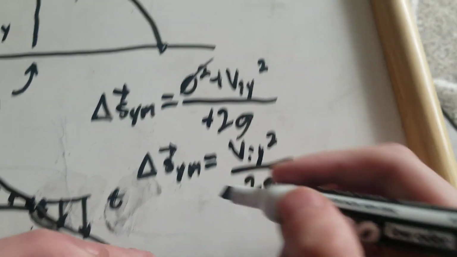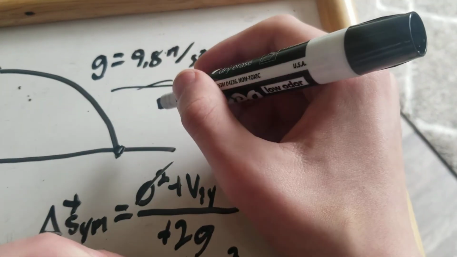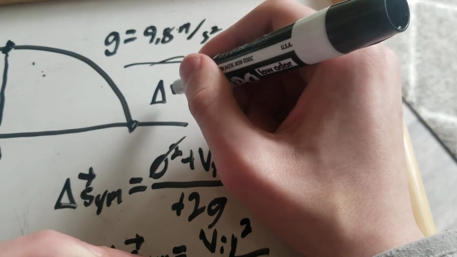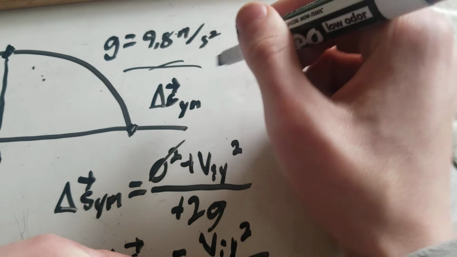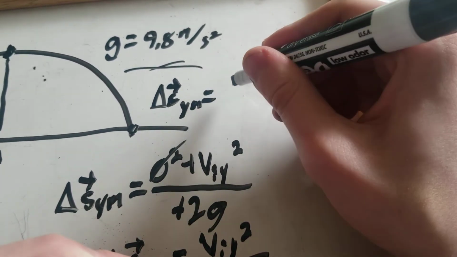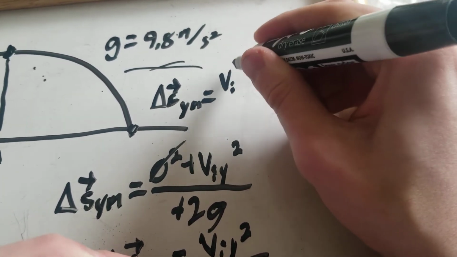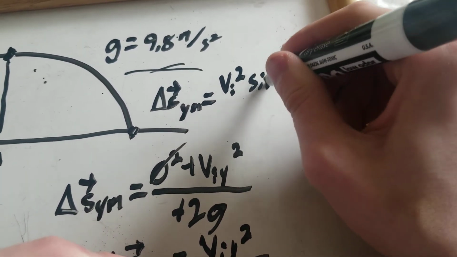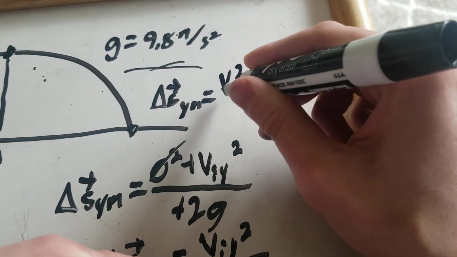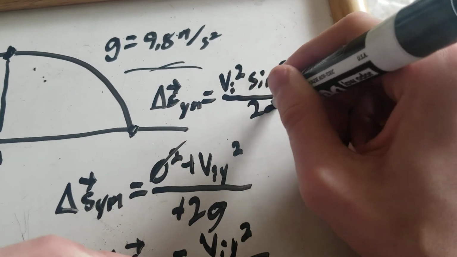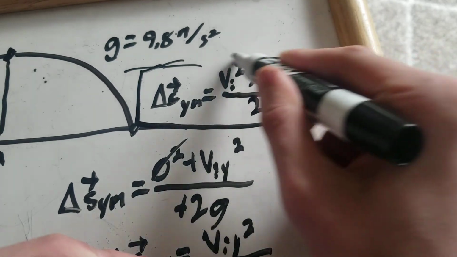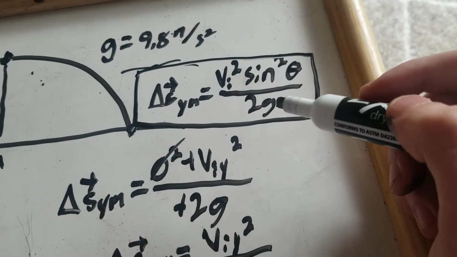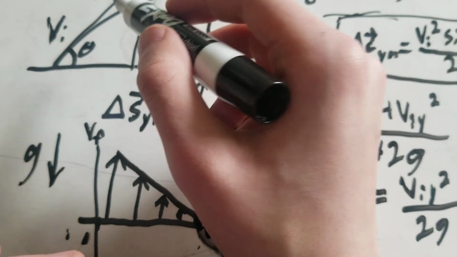We're kind of running out of room here. Right here, perfect. So this is it. The vertical maximum displacement is equal to the angled initial velocity squared times sine squared theta, all over 2g. And this right here is our equation. This is what we use to find the maximum height of thrown objects.